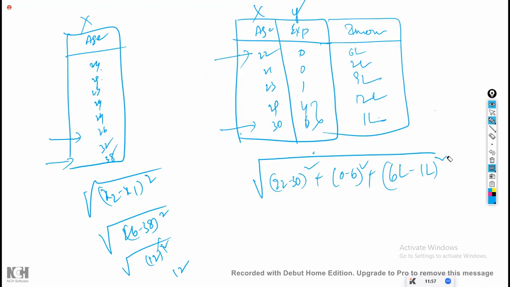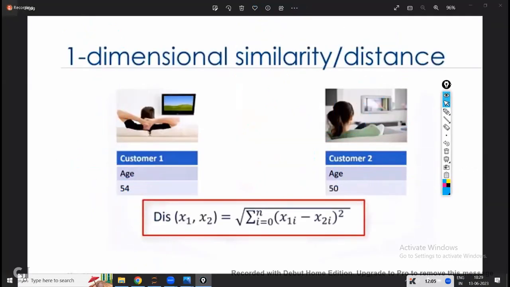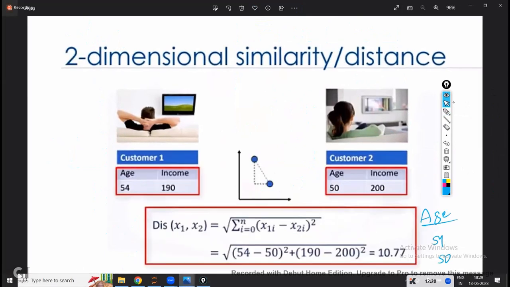So what are the columns there? For each column, you are going to do the same thing I have represented in the PPT. Here I'm having only one column, the age column, and two records. One is 54 and the other is 50. So what I'm going to do is the square root of (54 minus 50) whole square. That is 4 whole square, so I'm going to get 4.